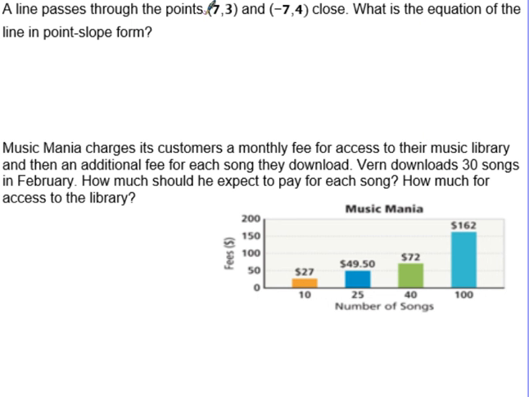So a line passes through these 2 points. What is the equation of the line in point slope form? So here's what I want you to do. I want you to find your slope and then use any point and write it in point slope form. Pause it, try it, see how you do.